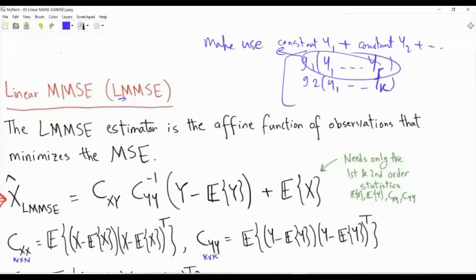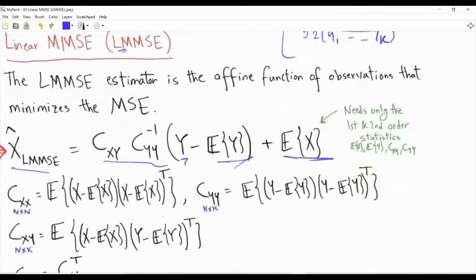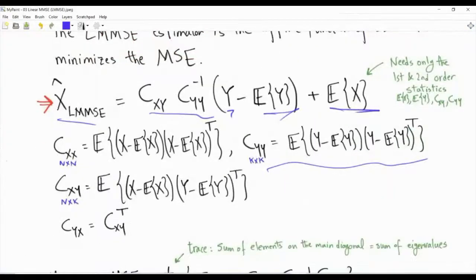Now your estimate becomes this thing. Your estimate of x that minimizes the mean squared error, but here again we are constraining the functions to be affine, is basically the expected value of x plus a linear function of the observation. So you take the observations, you subtract the mean vector of the observations, and then you multiply by this matrix, which is Cxy Cyy inverse. Cyy is the covariance matrix of the observation vector, and Cxy is the cross covariance matrix.